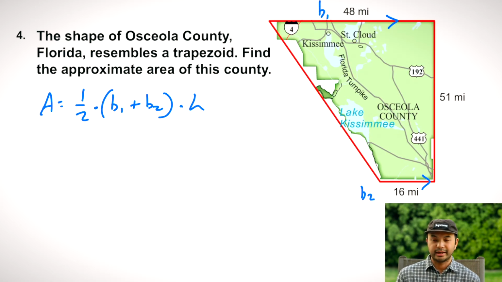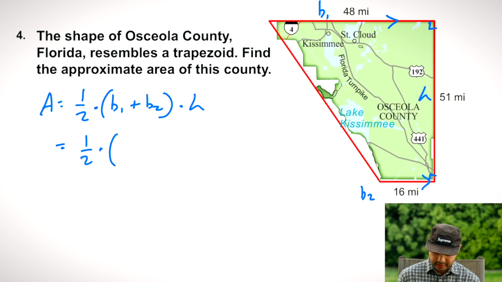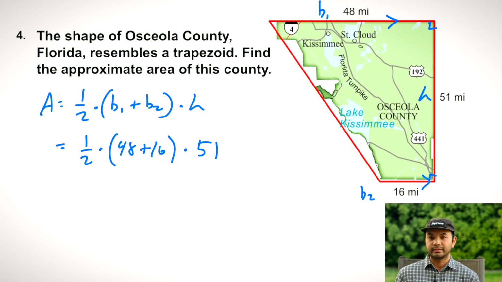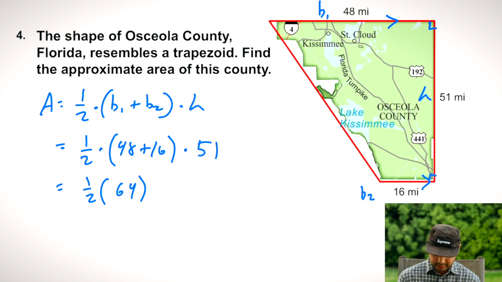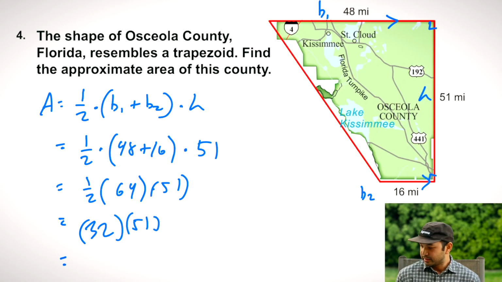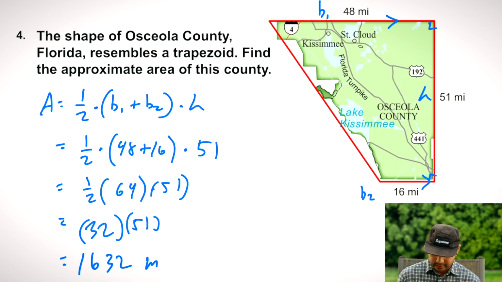And then the height is perpendicular to the bases. That looks perpendicular to me and it says the trapezoid. So my height is 51. Okay, so I'm just going to fill everything in. 1/2 times 48 plus 16 times 51. And then just work through that. 1/2 times 64 times 51. And you have 32 times 51. And then you multiply that, it's going to be 1,632. And then this is square miles or miles squared.